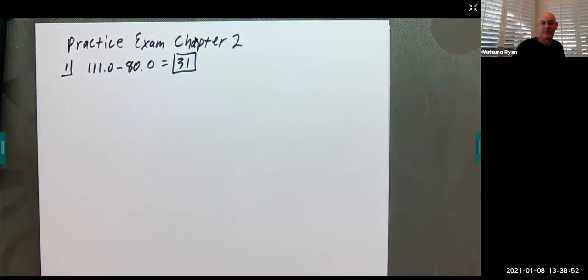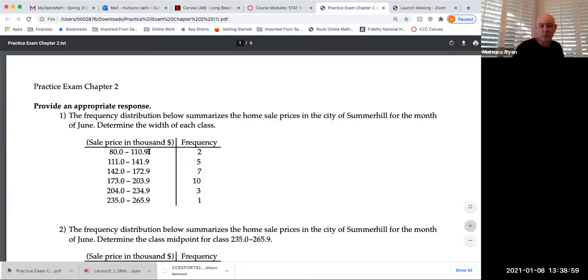A very common mistake is to subtract the 110 minus the 80 to get the class size. That is not the class size. Class size is the difference between any two lower limits or any two upper limits, to be honest with you. Let's move on to number 2.